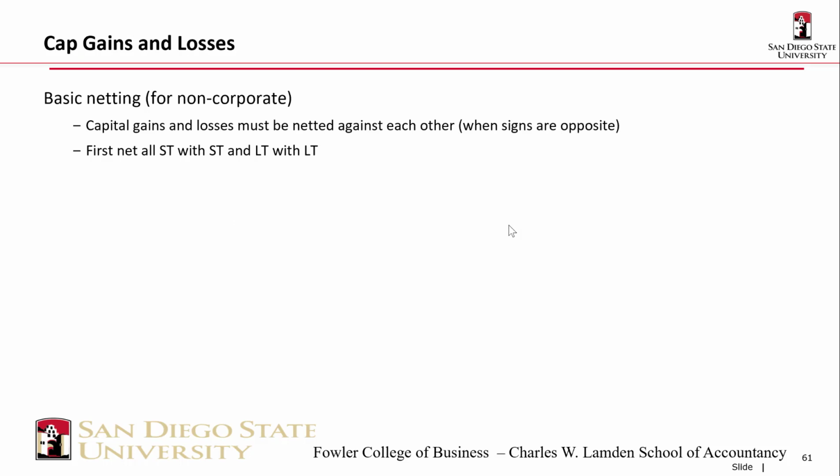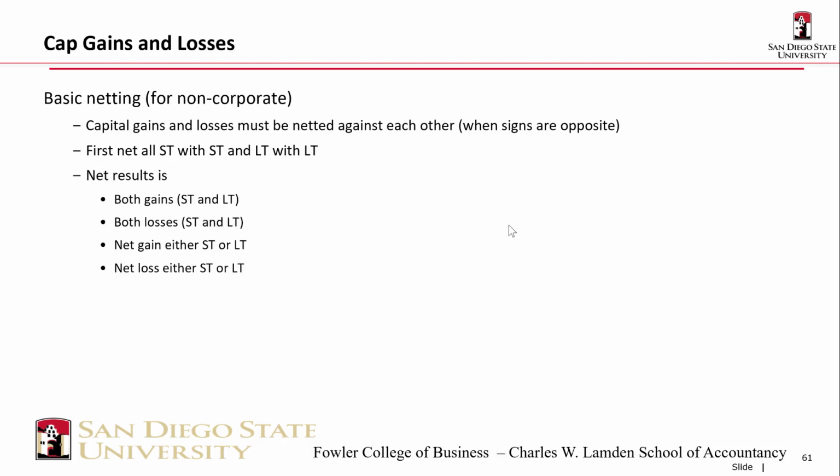All right, so basic netting. We're going to do more complex netting later, but not in this video. Capital gains and losses must be netted against each other, and you net when signs are opposite. So the first step is you net all the short-term gains and losses with all the other short-term gains and losses, and you get a net short-term gain or loss. Then you take all the long-term gains and losses and net those together, and you'd end up with either a net long-term gain or loss.